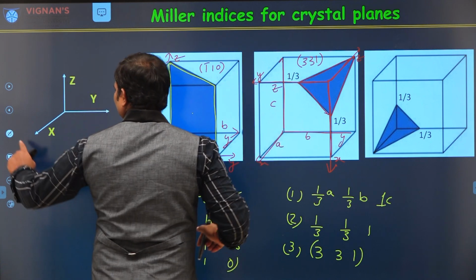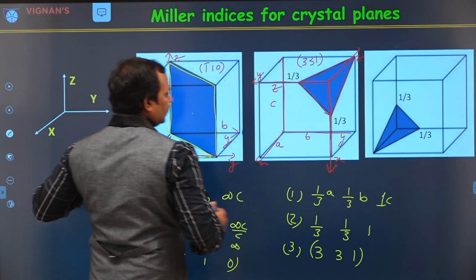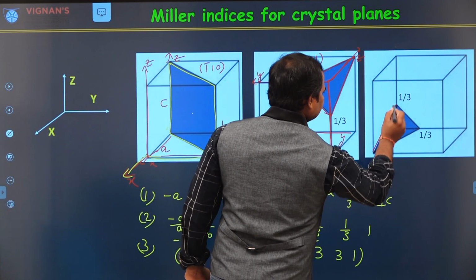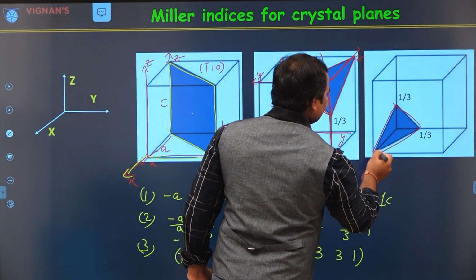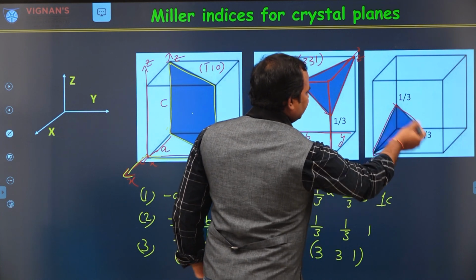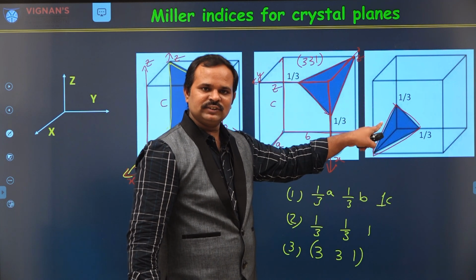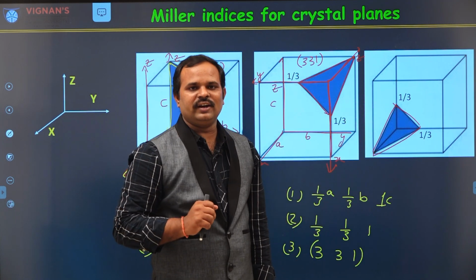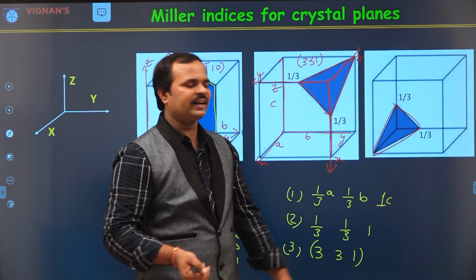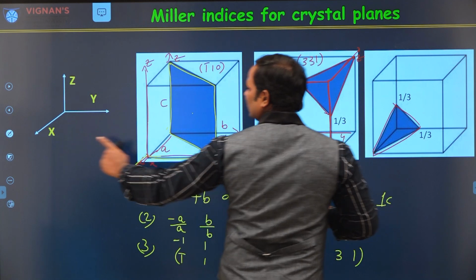In this case, this is the plane of interest that we are talking about. You can see this plane is intercepting along the x, y, z axis as given by the coordinate system. So we can write directly the intercepts.